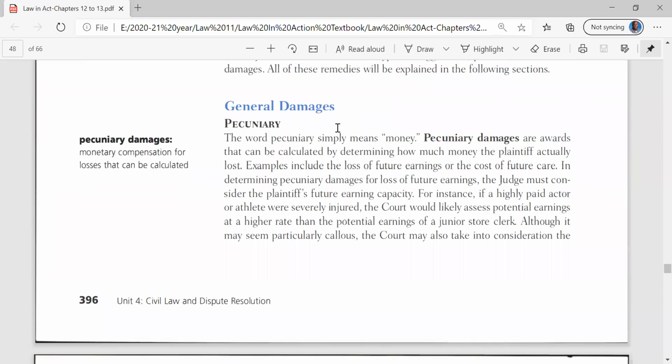Okay, so what do you get out of civil court? Again, no one goes to jail in civil court. This is not debtor's jail. This is not the 1800s, where we throw people in jail because they don't have any money to pay for stuff. We have what's called general damages, money. One is called, I can never pronounce this word, pecuniary damages, which is monetary compensation for losses that can be calculated.